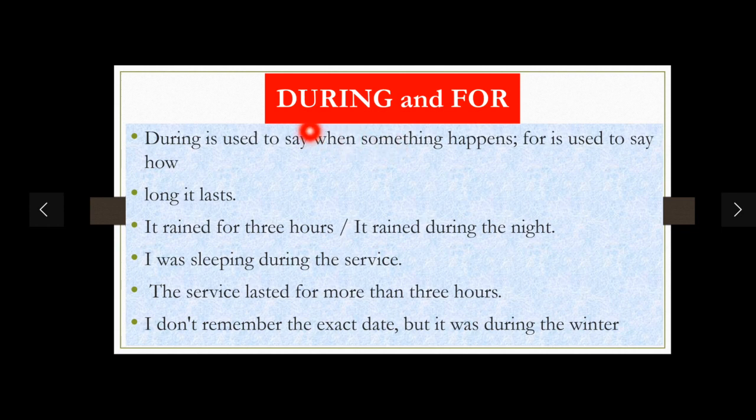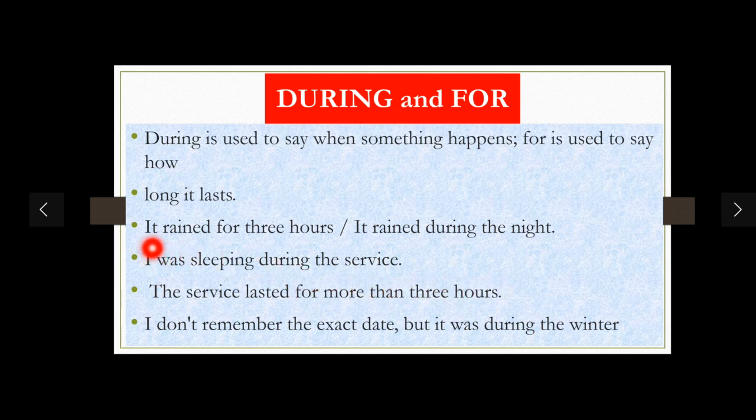Some more usages of during and for. During is used to say when something happens. For is used to say how long it lasts. It rained for 3 hours and it rained during the night. So we use during to talk about when something happens. I was sleeping during the service. And the service lasted for more than 3 hours. So we use for to talk about how long something lasts.